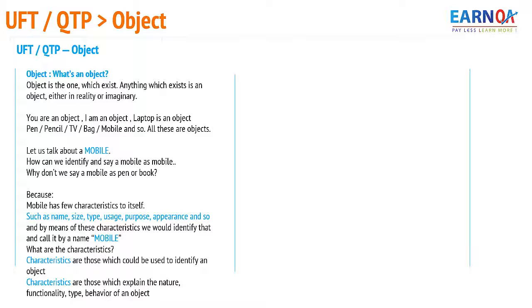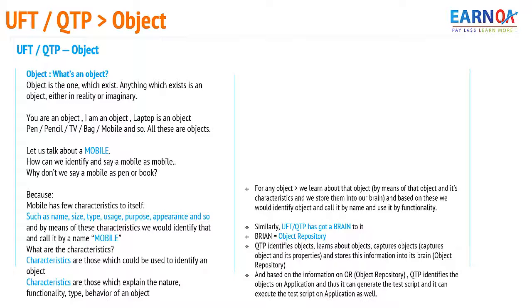I am an object because I have my own properties: name, height, width, color, maybe designation, maybe the way that I behave, my attitude. So everyone has its own characteristics and properties, and that's the reason every object needs to be identified to be unique. Similarly, when it comes to QTP, QTP has certain things which can read these properties.